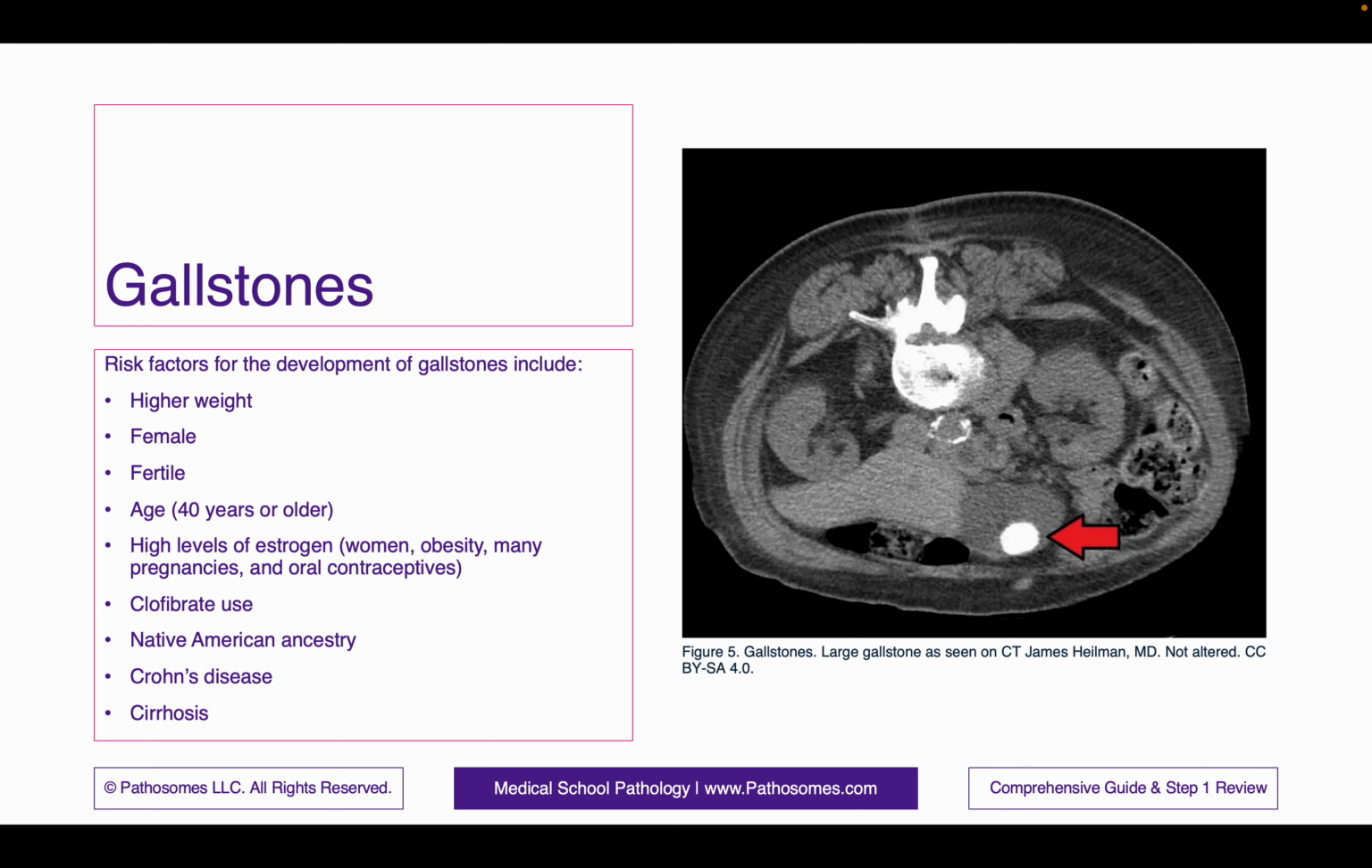The risk factors for the development of gallstones include higher weight, female, fertile, over 40 years old, high levels of estrogen, clofibrate use, Native American ancestry, Crohn's disease, as well as cirrhosis. These are all risk factors for gallstones. To the right here, we can see a large gallstone on a CT scan.